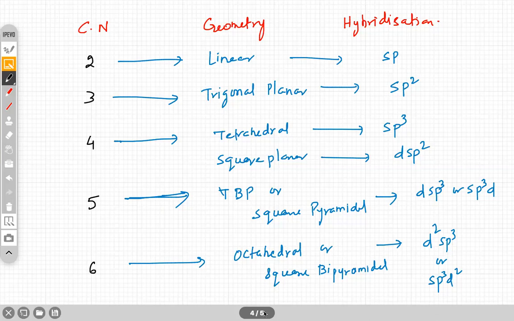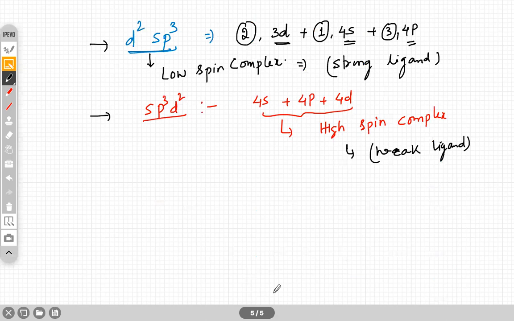So these are the postulates of valence bond theory. Based on this, we can find out the geometry plus the magnetic nature, right? Whether the molecule is paramagnetic or diamagnetic, and if it is paramagnetic, then how many unpaired electrons. All this information we can get. One by one, we'll see.